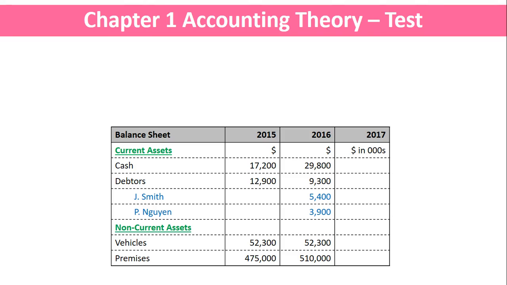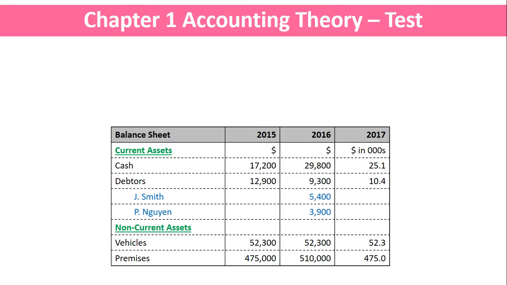We're actually going to change the format of the balance sheet a bit, and instead of expressing it in dollars, we're going to express it in thousands of dollars. What does that mean? It means that we abbreviate the numbers so they're easier to read. That's a perfectly legitimate thing to do for a business. The businesses on the stock exchange do it. So we can see cash is $25.1 thousand, debtors are $10.4 thousand. We're not going to do the subsidiary ledgers for J. Smith and P. Nguyen. We've got vehicles at 52.3, and the premises has actually gone back down from 510,000 to 475.